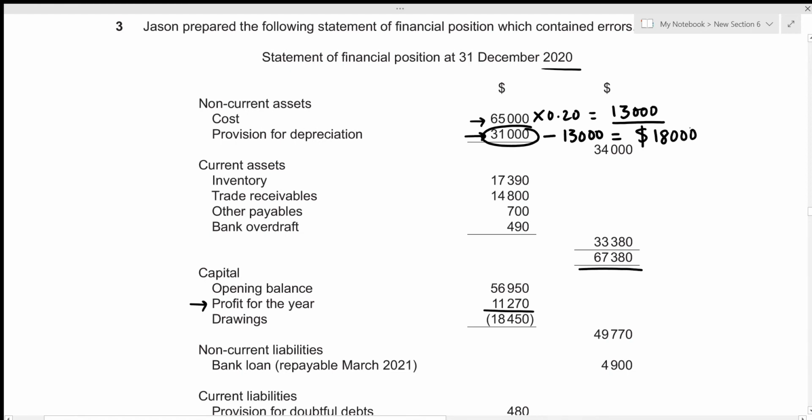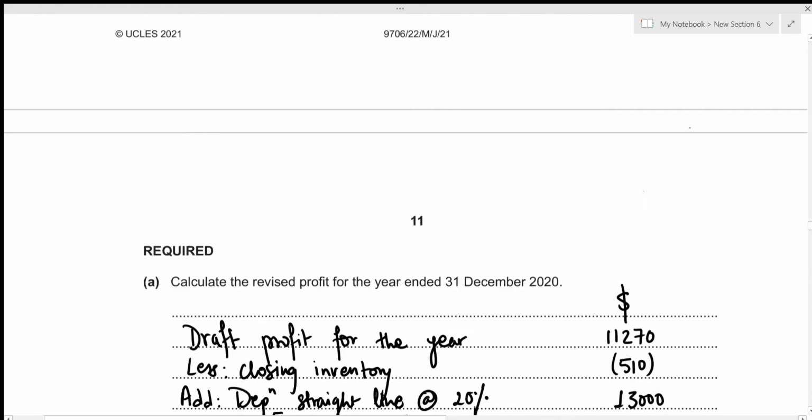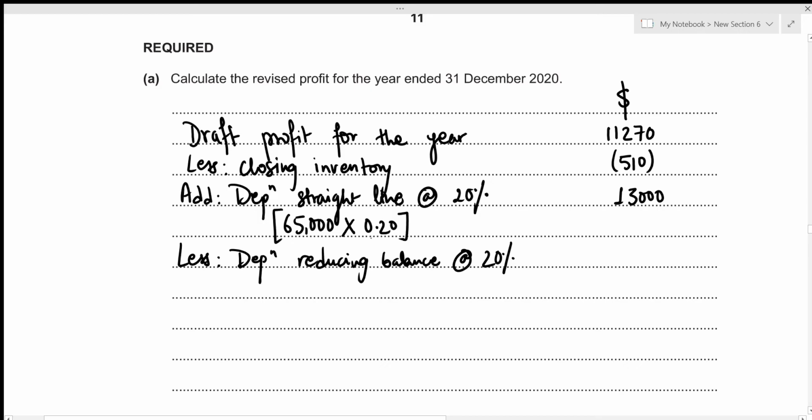Now we can easily calculate the depreciation under reducing balance method. So we just first subtract the provision for depreciation from the cost. So that's going to be 65,000 minus 18,000. And then we multiply it with the rate. So rate is at 20%. So we can just multiply with 0.20. This gives us the correct depreciation charge for the year, which is 9,400. So we're going to subtract it.